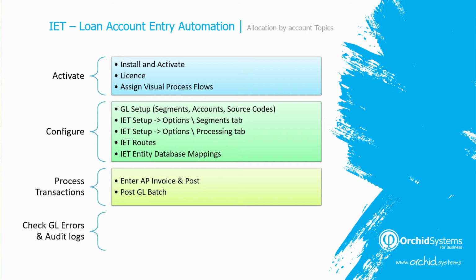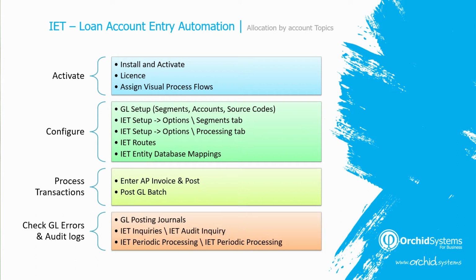And in terms of checking errors, we have both error batches within the GL, but we also might have errors which we'll find in the inquiries if transactions cannot be created in target databases. And we'll see how to use the periodic processing to get those transactions to go through.